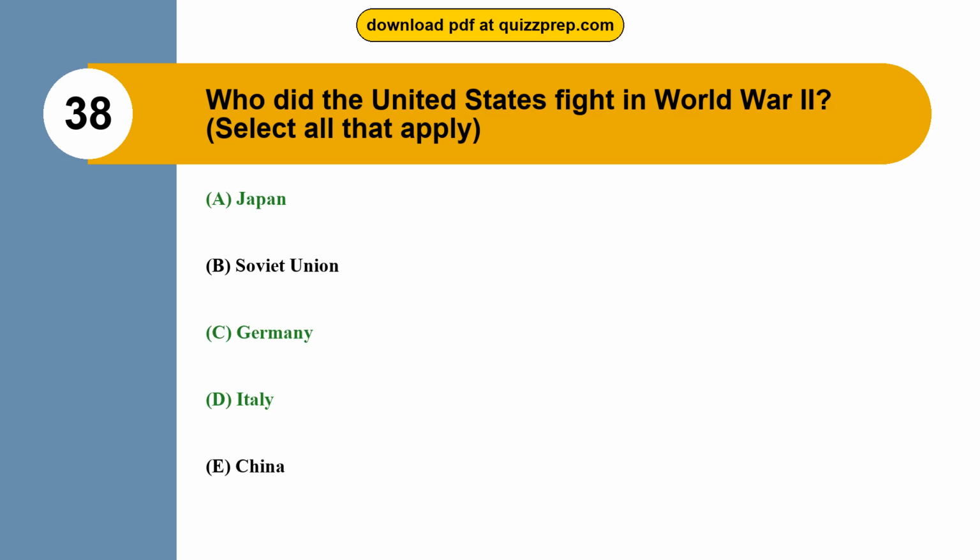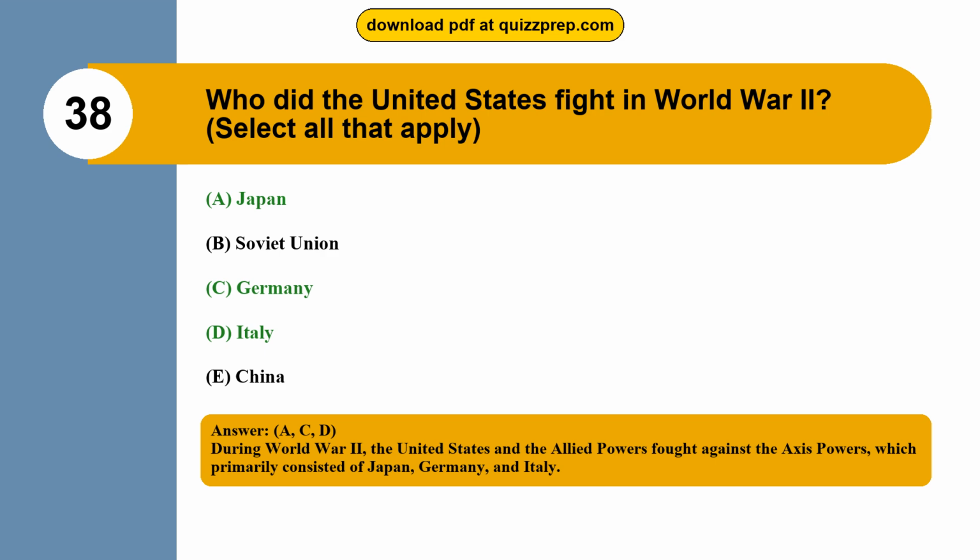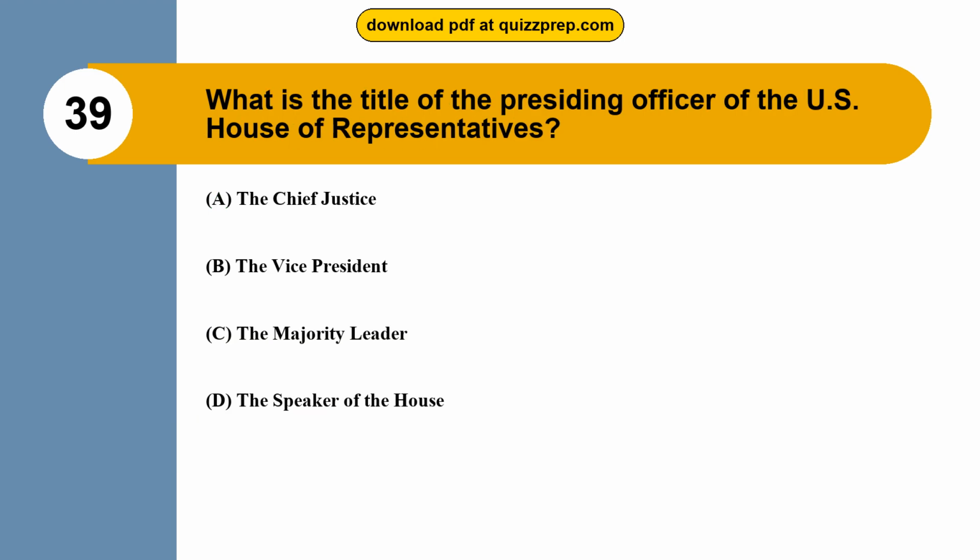The correct answers are options A and C and D, Japan, Germany, Italy. During World War II, the United States and the Allied powers fought against the Axis powers, which primarily consisted of Japan, Germany, and Italy.